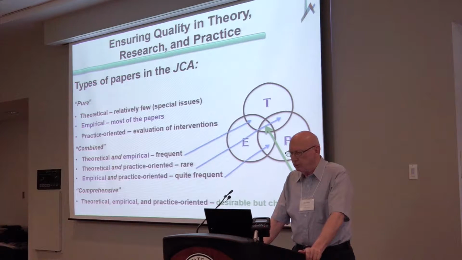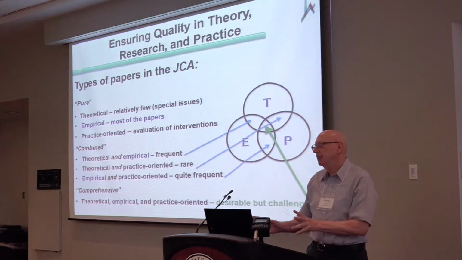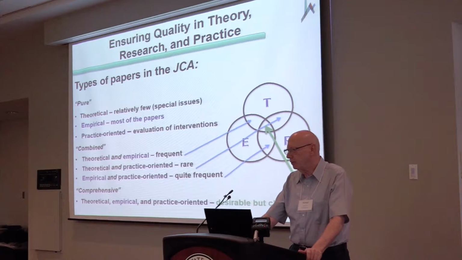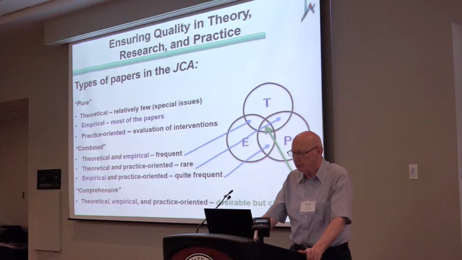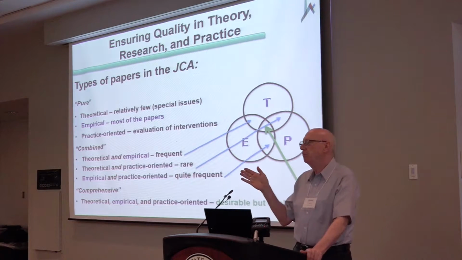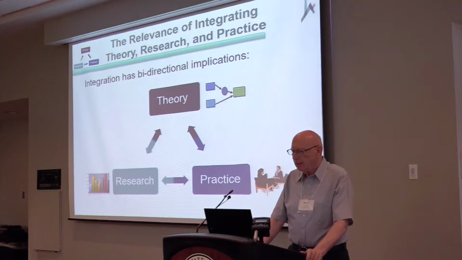Types of papers in the JCA. I must admit, I had no time to count the various combinations. Pure theoretical papers are relatively few, mostly special issues. Empirical, most of the papers in the JCA. Practice-oriented, evaluation of interventions. Combined and comprehensive, desirable but challenging. And as I said, I did not count the number of papers that could be categorized into each of these. Integration has bidirectional implications, of course.